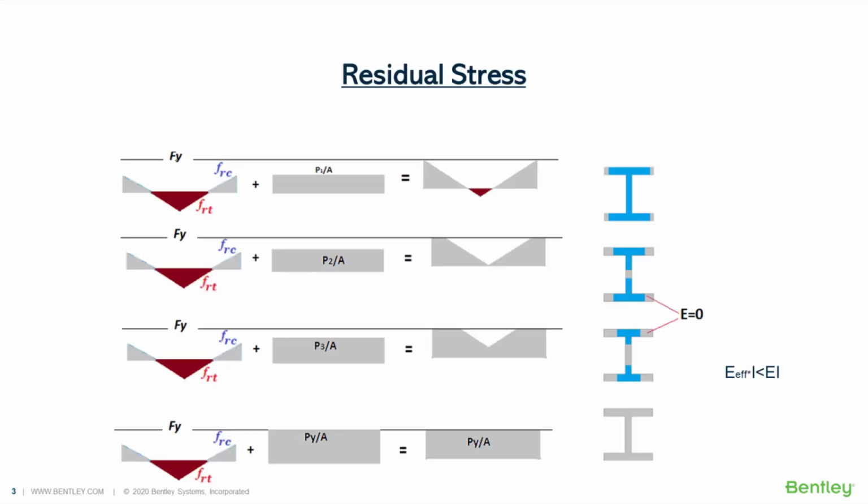The loss of E value also significantly affects the effective EI value, that is the flexural rigidity of the member, because the member has been softened and its flexural rigidity has been degraded.